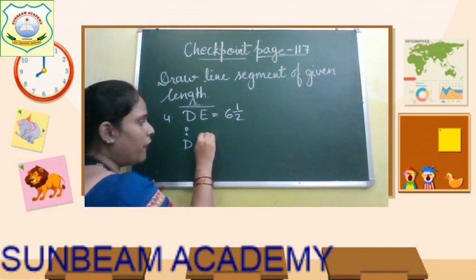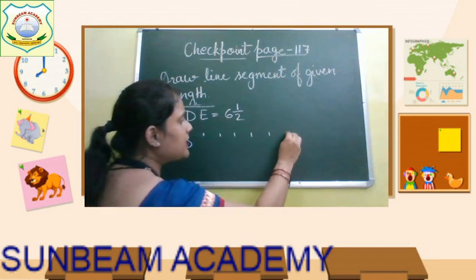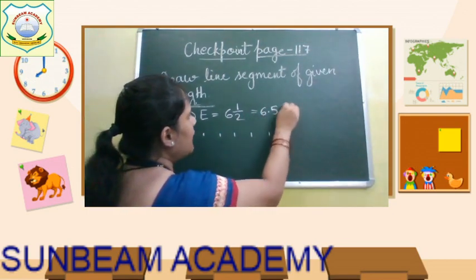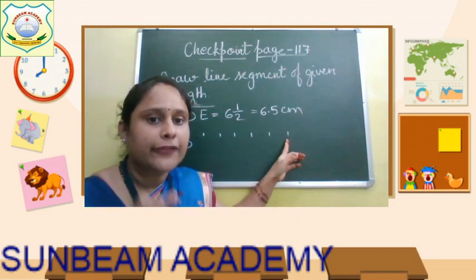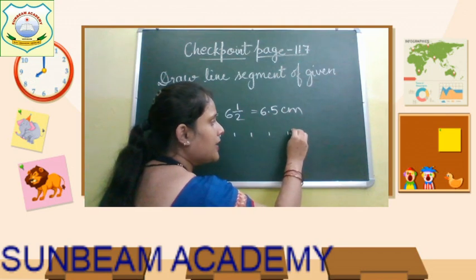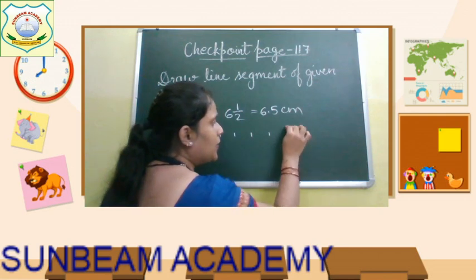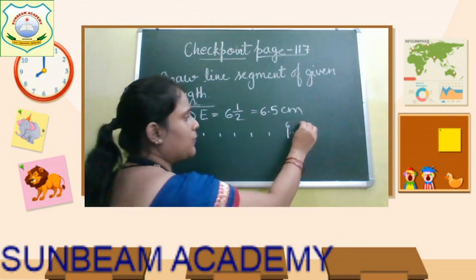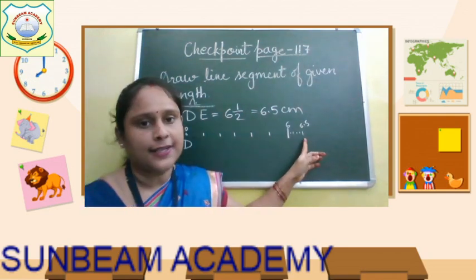This is 0, 1, 2, 3, 4, 5, 6. Now half is 6.5 only. Okay, 6.5 centimeter. So now this is 6. Now we will count 0.5. I've told you how to count 0.5. See, smaller lines, 1, 2, 3, 4, and then you will see a slightly bigger line. This is 6.5. So this is 6 and this is 6.5.